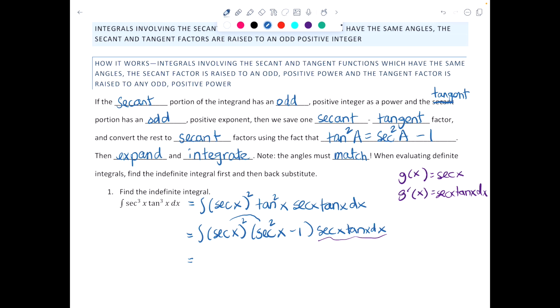Okay, so here we go. I'll split the integral again. We'll have the integral of secant at x to the 4th power times secant at x tangent at x dx, minus the integral of secant at x, the quantity squared, times secant at x times tangent at x dx. And so our g prime is ready to go.